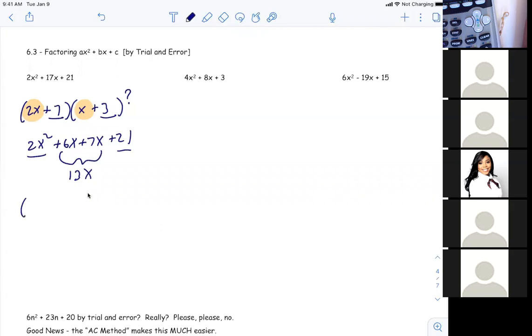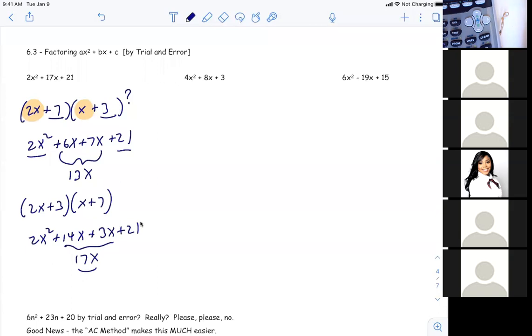Let me try again. This time I'll write 2x plus 3 and x plus 7. This one does work, doesn't it? We get 2x squared plus 14x plus 3x plus 21. And hot diggity dog, there's the 17x in the middle. And so that's trial and error for this one. And I got to tell you, this is a nice one because there weren't too many different things to try.